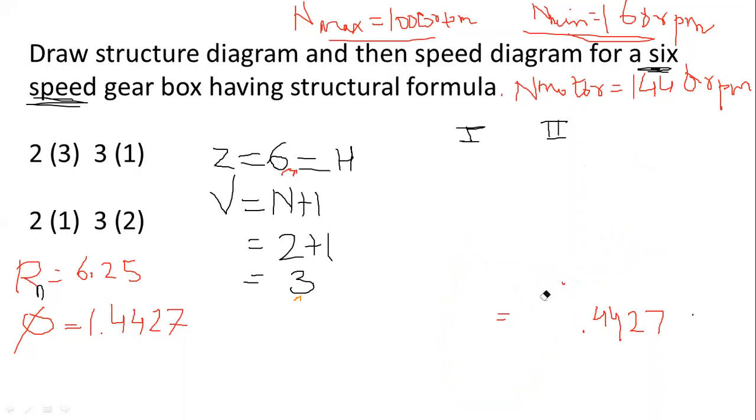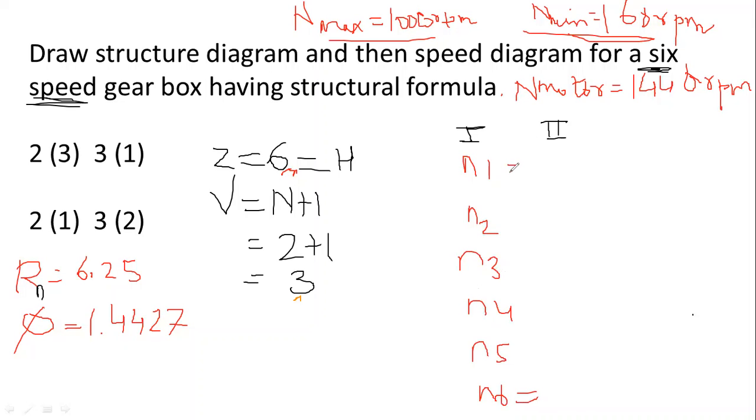Now we are also going to find the 6 speeds, because without finding the actual value of speeds, we cannot draw the speed diagram. The structure diagram can be drawn without knowing the speeds, because we just write it as N1, N2, N3, N4, N5, N6. But for the speed diagram, it is required that you find out the magnitude of those speeds, right? So how to find out now? You have to find out N1, N2, N3, N4, N5, N6.